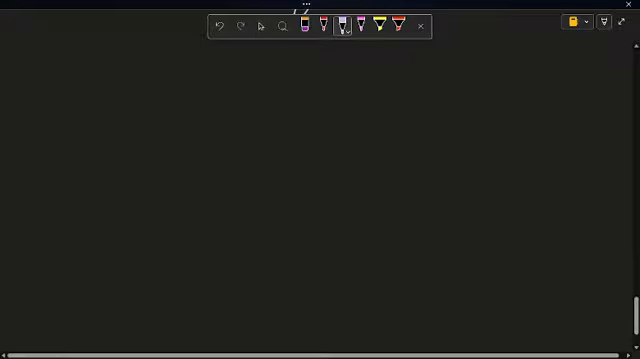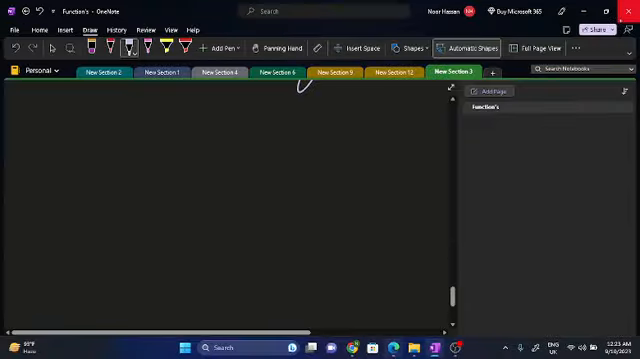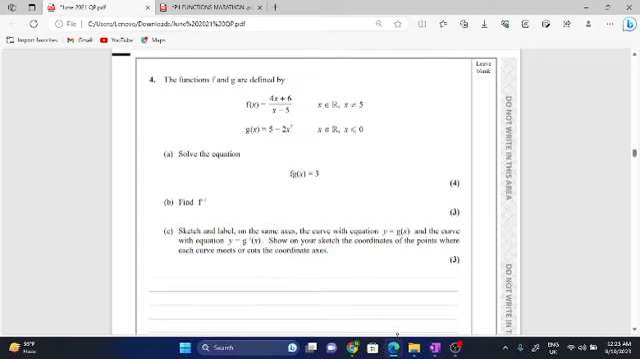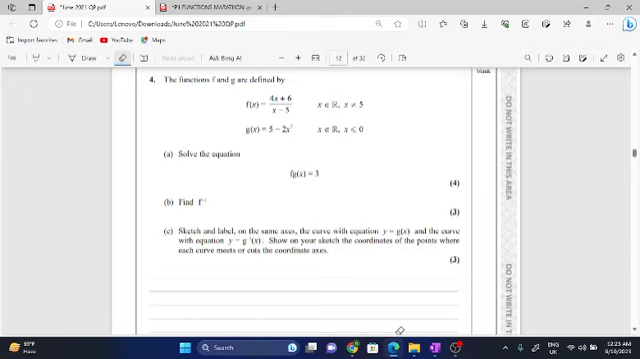Now moving toward the past paper question. This is question number 4. The functions f and g are defined as f of x equals 4x plus 6 over x minus 5, when x cannot be equal to 5. Find f inverse. I will solve part b first because I have to find the inverse first.